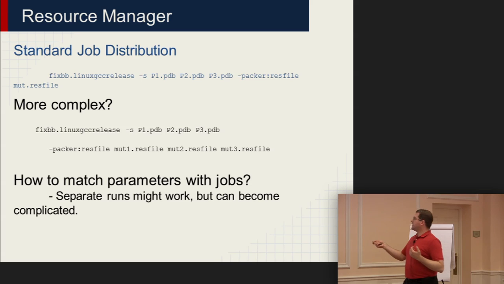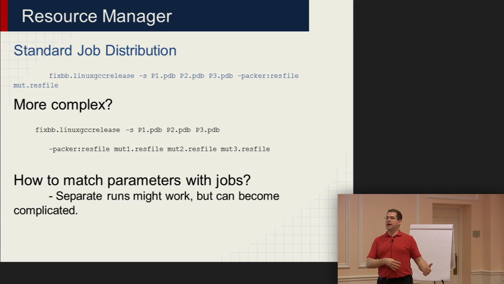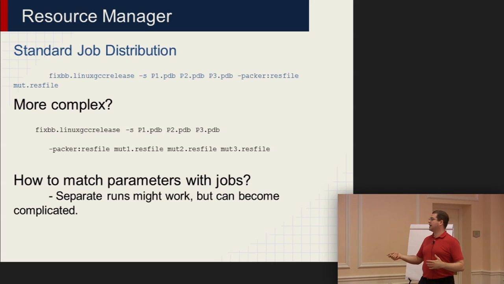But what if you don't have a single res file that you want to use on each of the PDBs? What if you want a different res file for each of the different PDBs? So PDB1 gets the mute1 res file, and PDB2 gets the mute2 res file. The problem is that the current system for reading res files isn't set up to handle matching up the res files with the PDB inputs. So we need a system that would allow us to take additional parameters, like different res files, and match them up to particular inputs in different jobs.